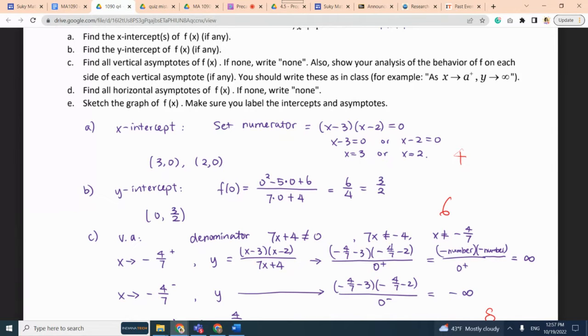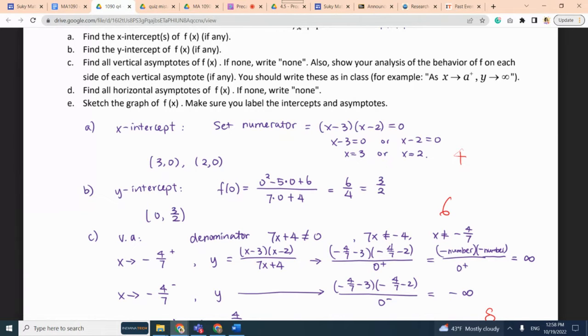So that makes it negative. So constant over 0 minus and 3 negative signs. We know the answer is minus infinity. Right, everybody? So that is vertical asymptote.